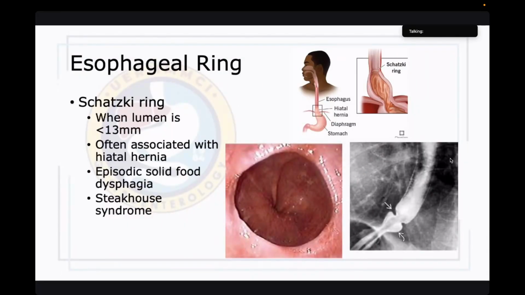Schatzki ring is one of the most common causes of intermittent food impaction. So it is also known as the steakhouse syndrome because meat is the typical instigator. Here is an example of a Schatzki ring on endoscopy, and on contrast esophagogram, you will appreciate a thin area of narrowing just above the gastroesophageal junction.